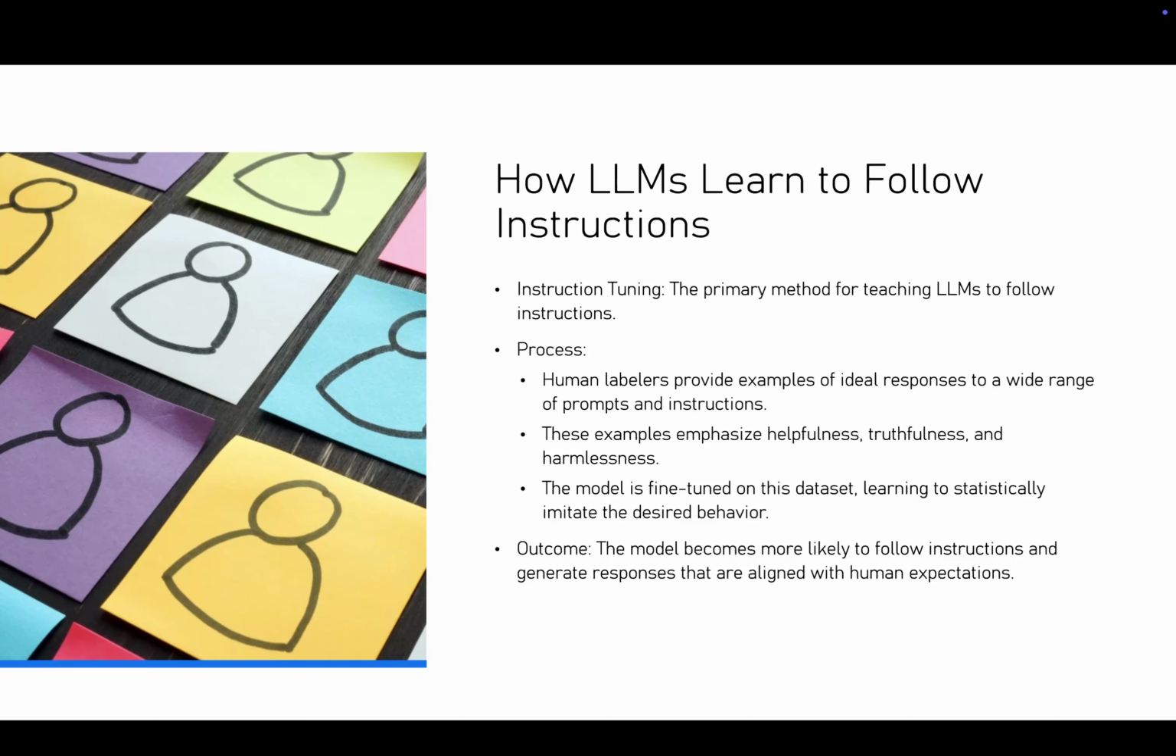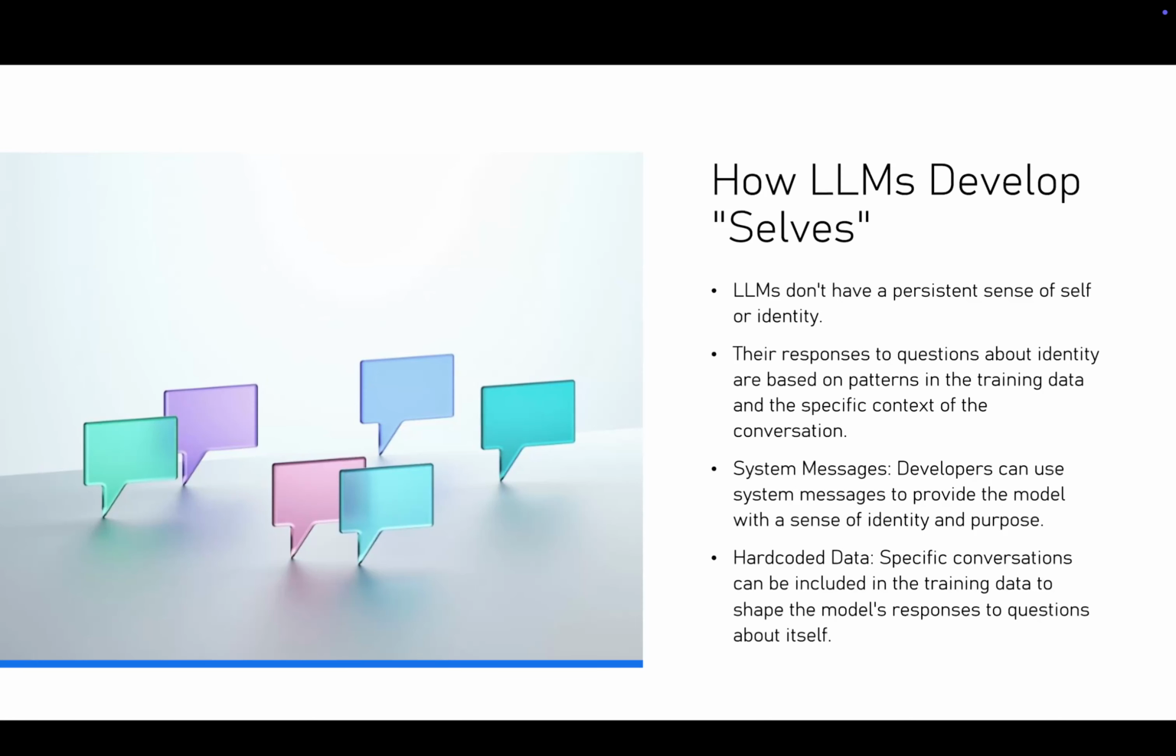So, how LLMs learn to follow instructions. Instruction tuning is the primary method for teaching LLMs to follow instructions, and we can look over the process. First, human labelers provide examples of ideal responses to a wide range of prompts and instructions. They're essentially emphasizing helpfulness, truthfulness, and harmlessness, and it's fine-tuned on this data set to learn to imitate the desired behavior, which basically allows it to follow instructions and generate responses that are aligned with human expectations.